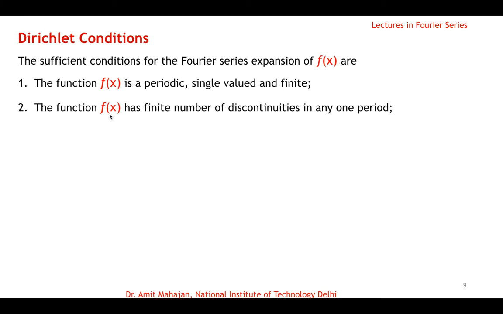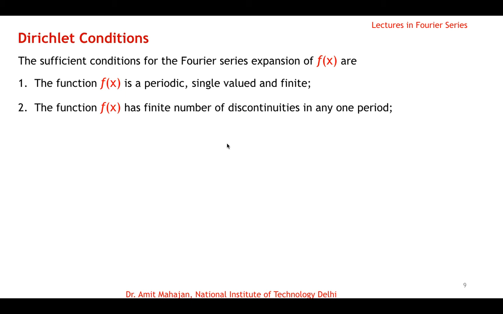Then the function f(x) has a finite number of discontinuities in any one period. We just calculated the Fourier series for f(x) equal to x, and f(x) equal to x plus x square. Those were continuous functions, but here it says that we can also find the Fourier series for discontinuous functions, with a finite number of discontinuities only. These will be jump discontinuities, because the function has to be finite. So at a point of discontinuity, the function should not be infinite.